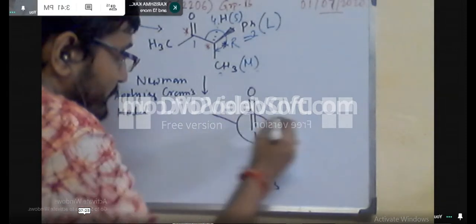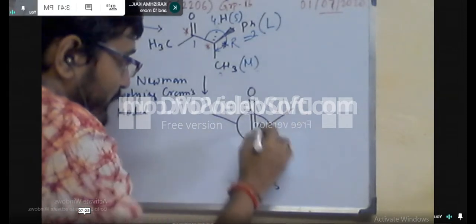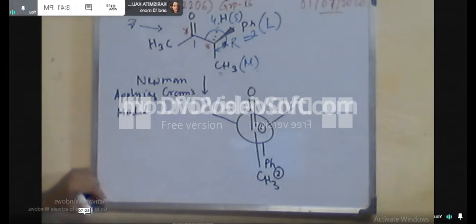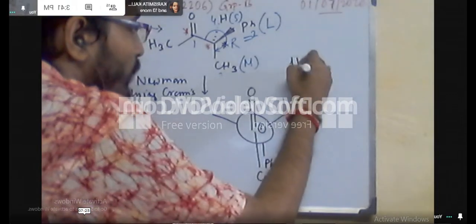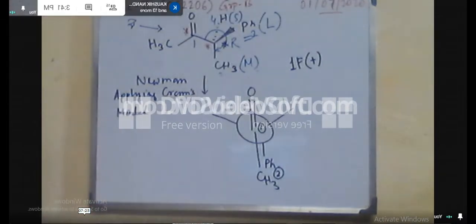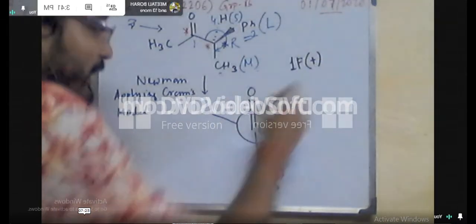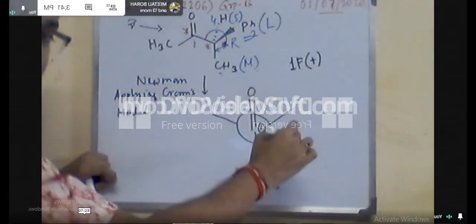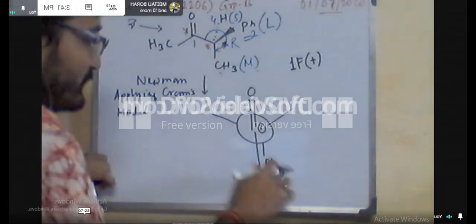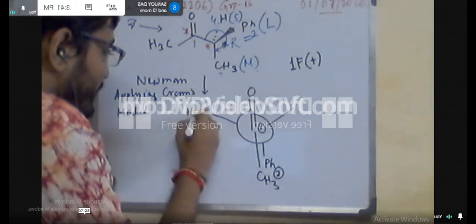So this is 2. Methyl should reside here, hydrogen will be here. So that means 2, 3, 4, clockwise rotation. The configuration of the chiral carbon is R, that is fixed. So first do the proper conformation from this flying wedge projection. Okay, now the rest of the thing is very easy.